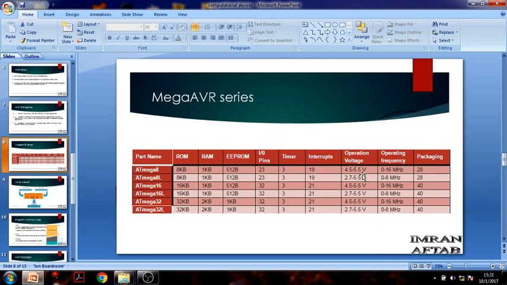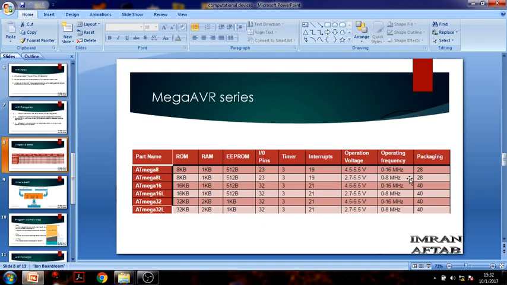For controlling input output devices we have 23 pins. These 23 pins can be programmed as input or output as per your requirement. And we have 3 timers, 19 interrupts, and the operating voltage range is 4.5 volts to 5.5 volts. But as standard we give it 5 volts. We can't give it more than 5.5. If you provide more than 5.5, it may get burned.